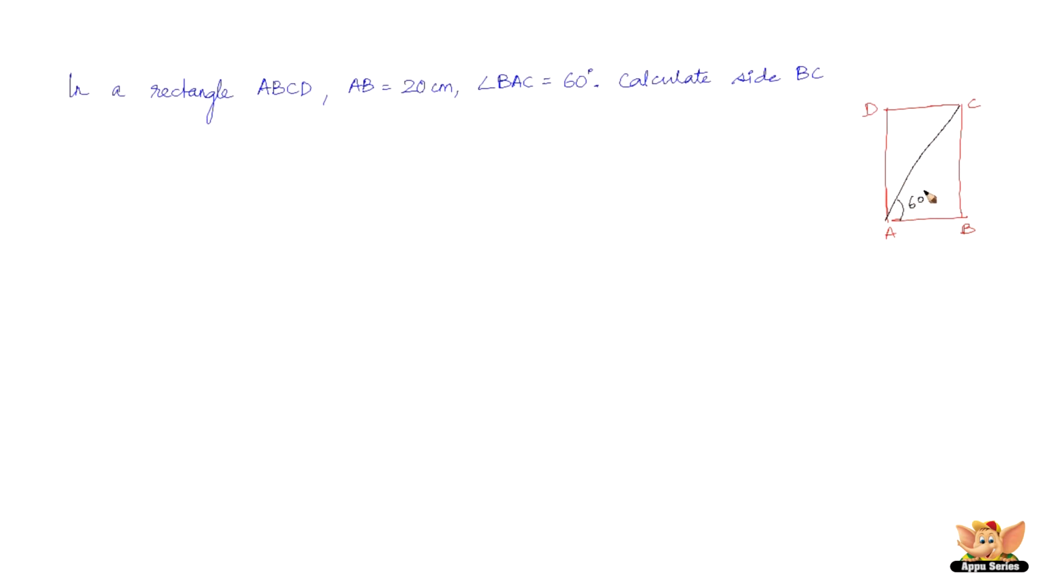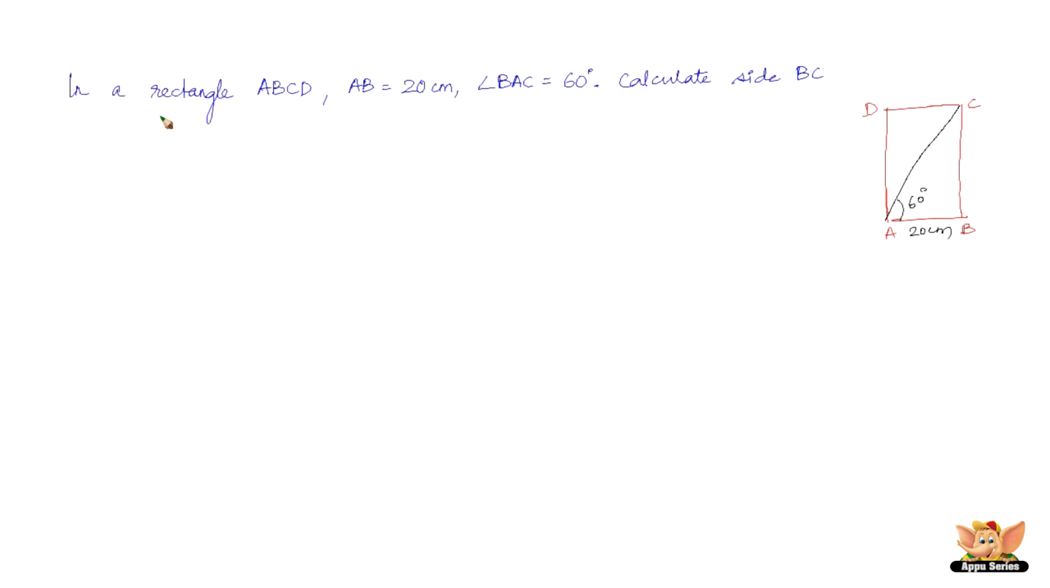So this is going to be 60 degrees. Angle BAC is going to be 60 degrees. AB is going to be 20 centimeters. We need to calculate the side BC. So again, it is nothing but a right angle triangle, just given in the form of a rectangle. So nothing much different from the previous problem.